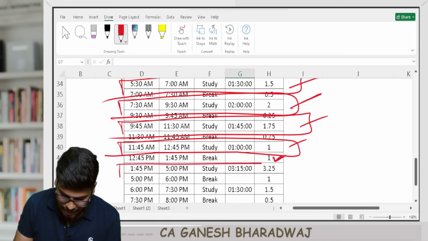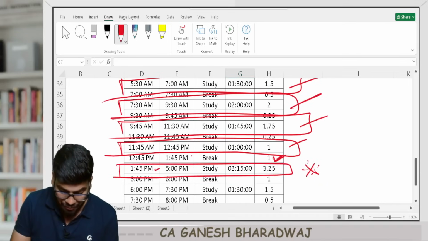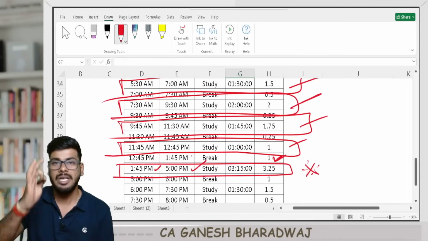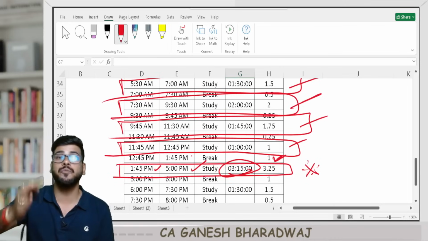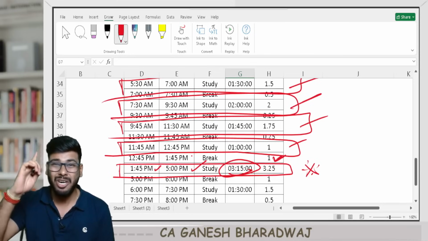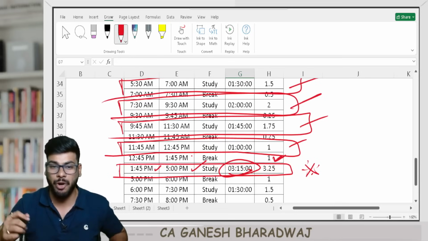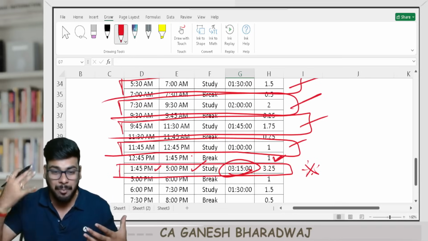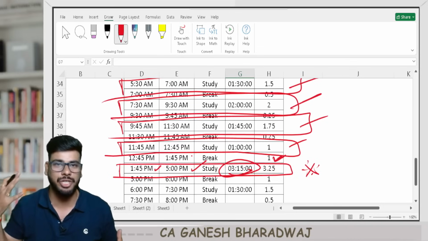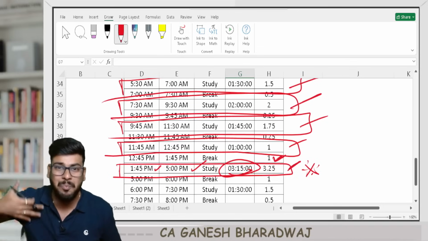Now, this is the most important slot, your exam time slot. 1:45 p.m. to 5 p.m. No matter what, in this 3 hours 15 minutes, you should be at the peak of your productivity. Don't ever go to sleep or do anything unproductive at this point of time, because our human body, without even knowing, subconsciously, it's watching you, right?